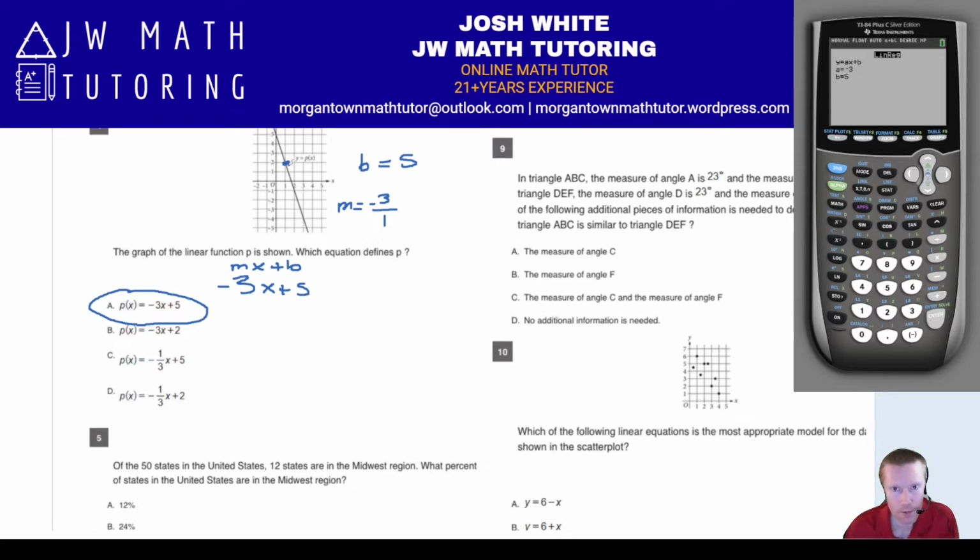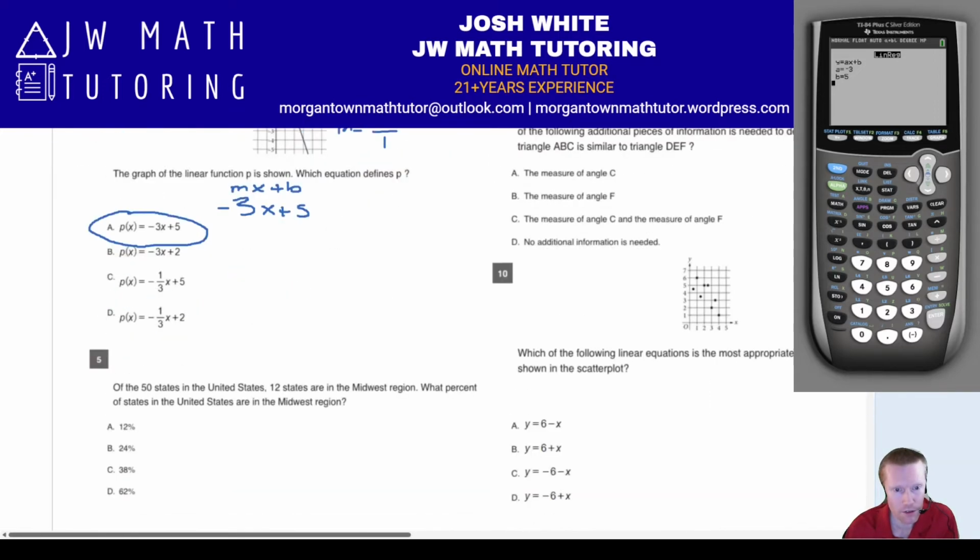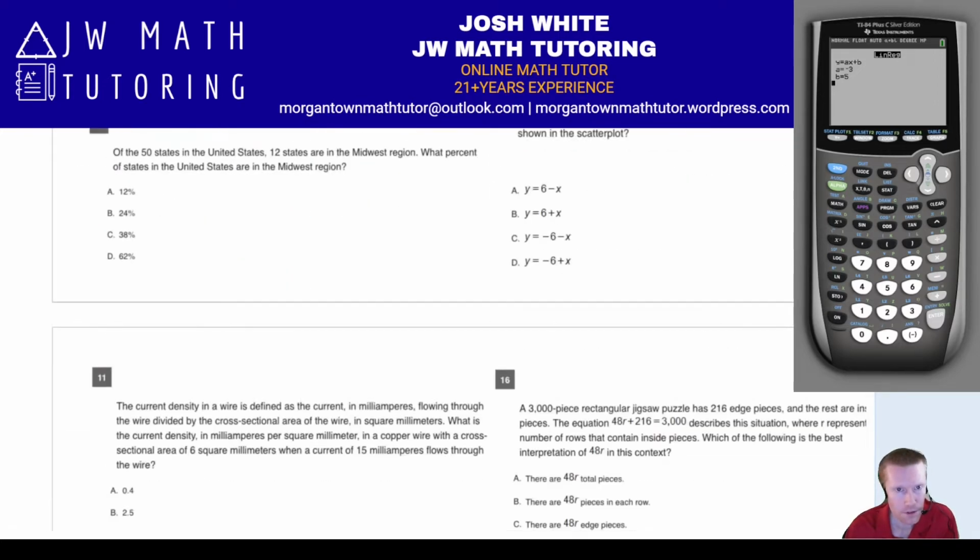All right, moving along. Next question directly below it is number 5. This one reads about the 50 states in the US, and basically just asking to find a percentage. So all you're doing here is finding 12 out of 50 is what percent. So you just divide that on the calculator. Okay, it comes out to 0.24, and that's just going to be equal to 24%, or letter B.